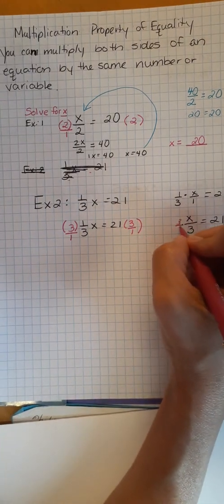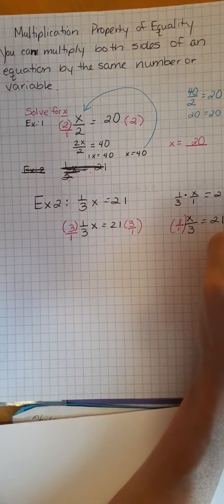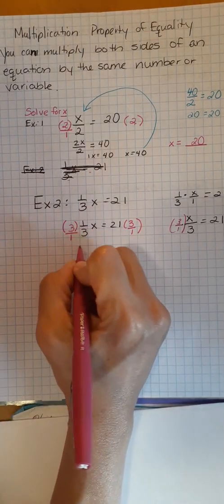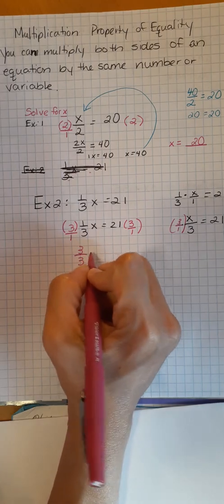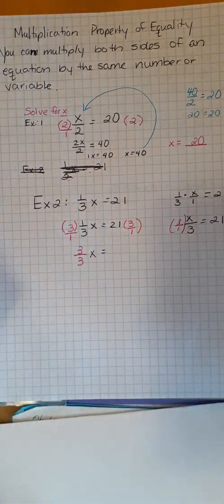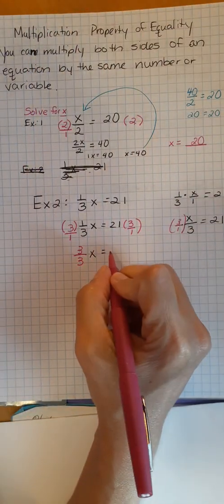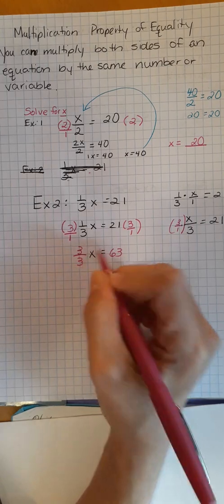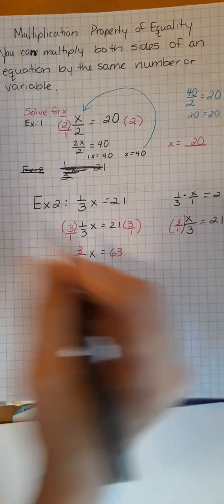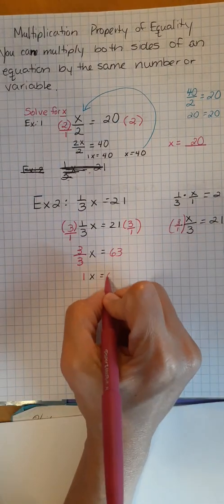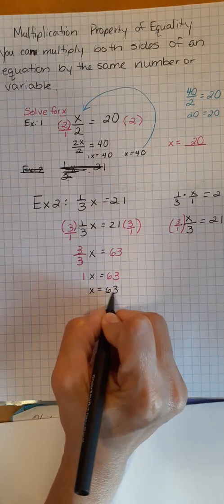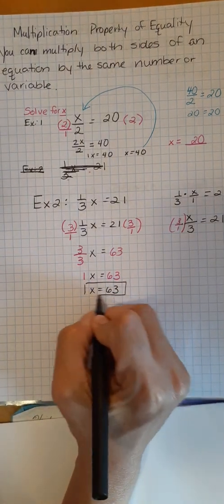And I'm going to do it here too, just so you can see it'll give us the same result. 3 times 1 is 3. 1 times 3 is 3. Equals 21 times 3 is 63. 3 divided by 3 is 1. x equals 63. Or what's 1 times x? x equals 63. Now let's see if I get the same answer over here.